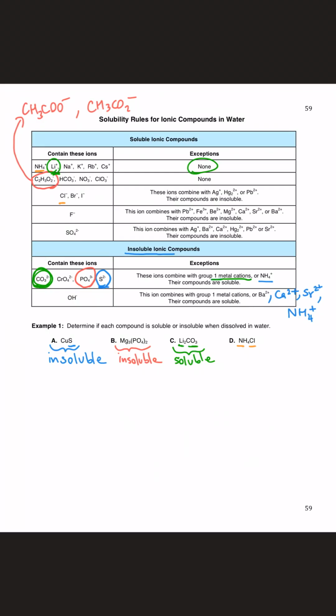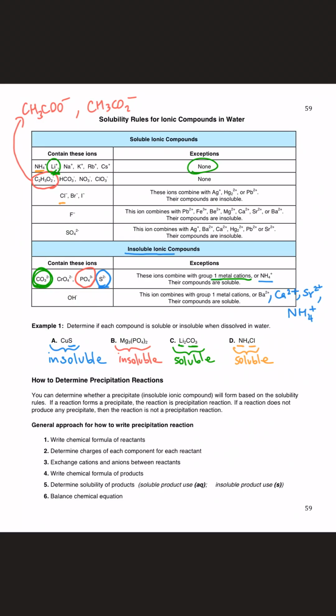You can use one or the other. Ammonium ion is a soluble ion with no exception, therefore this ionic compound would be a soluble ionic compound. Next, we are going to use this concept to help us determine the precipitation reaction. Keep in mind that precipitation reactions are reactions that produce insoluble ionic compounds.